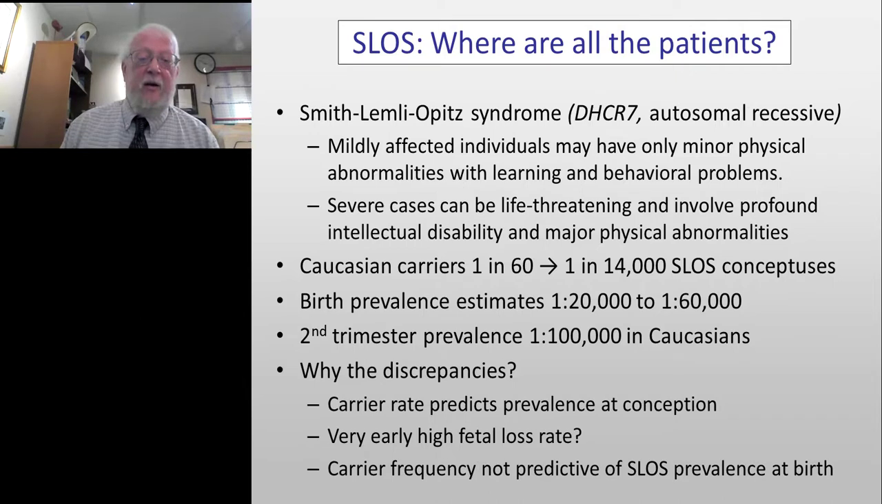There's more and more information coming out that obviously the carrier rate gives you the conceptuses, but there's very high early fetal loss. So the carrier frequency is not predictive of SLOS, even in probably the first or second trimester, much less at birth. So if we go back to this box, it is actually way too large, because it includes trait carriers as well as those that are severely affected. So you have to be a little bit careful with some of the numbers that get thrown around for the number of affected individuals or affected fetuses identified, but still, most of them are correct.